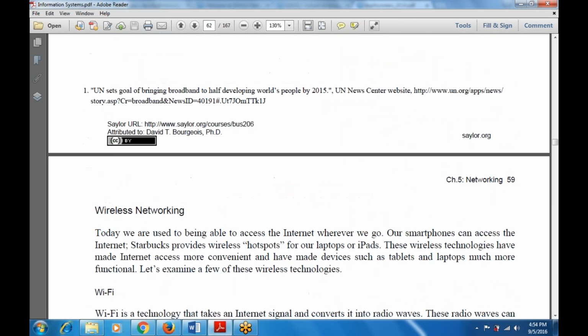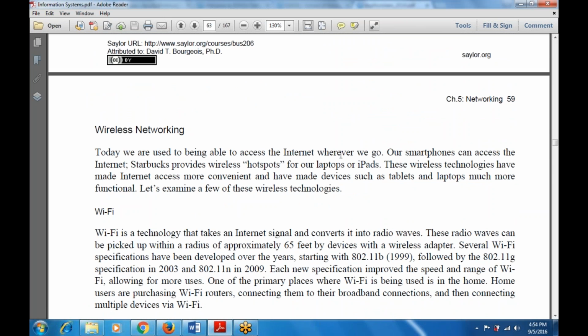Now, the next part is wireless connection, wireless networking. So we have done with the wired. The next part is the wireless.